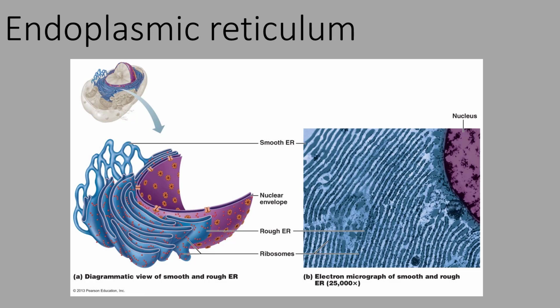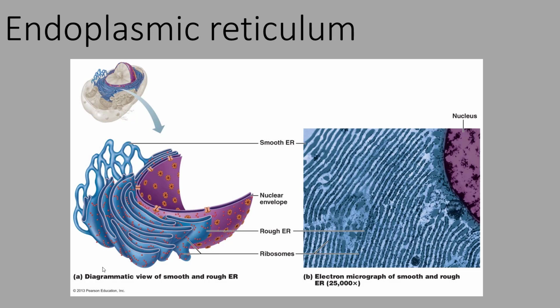All right, so let's look at the rough endoplasmic reticulum, the rough ER. It looks very, very similar, except it's got ribosomes stuck to the outside of it. Well, before we talk about the rough ER, let's talk about ribosomes. We mentioned them when we were talking about the nucleolus. What are ribosomes?